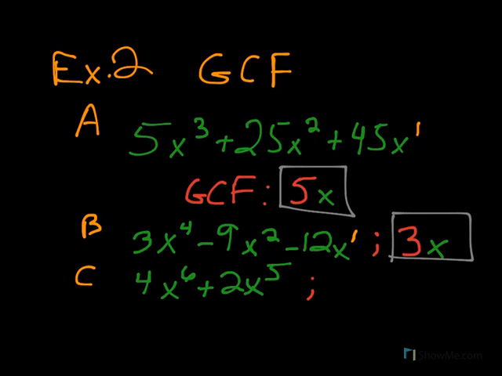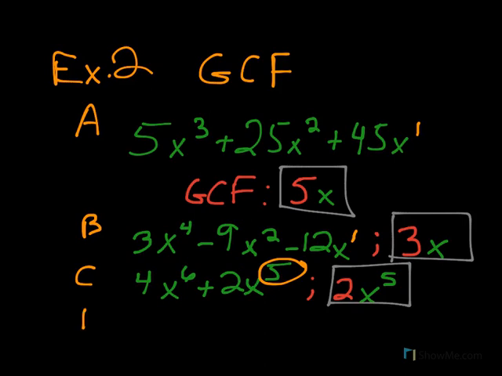Is 4 a multiple of 2? Yes. So my greatest common factor for the coefficients is 2. Which one is the x with the smallest exponent? Right here is 5. Therefore, this is x to the 5th power. And that's it. That is my greatest common factor.